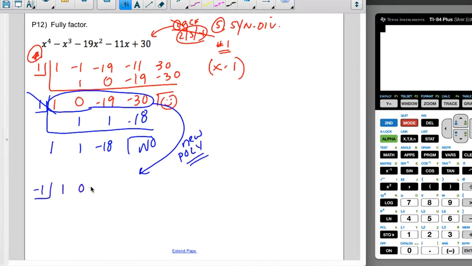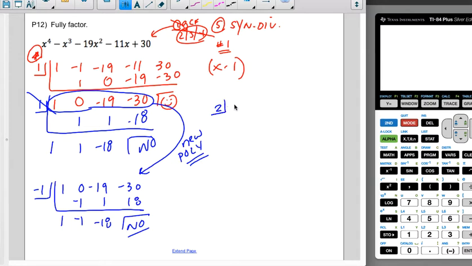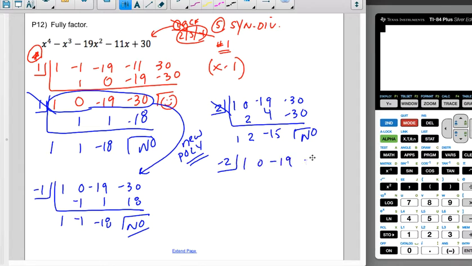So let's try 1, 0, negative 19, negative 30. Drop it down, multiply, add straight down, multiply, add straight down. That's a no, and I don't have to find the number. I just have to see it's not 0. So let's keep going. So we're going to try 2, the next easy number to try. 1, 0, negative 19, negative 30. Drop the 1 down, multiply, add straight down, multiply, add straight down, multiply. Oh, close but no cigar because that's a negative. So that's a no. Okay, so it's not 2. Let's try negative 2. 1, 0, negative 19, negative 30.